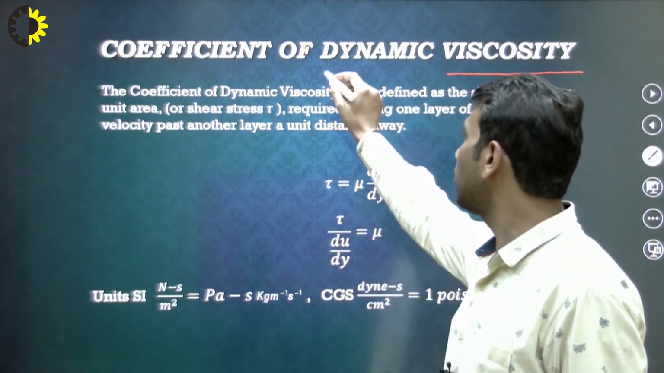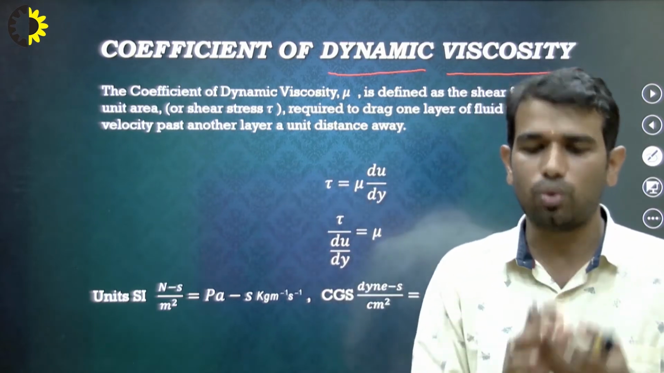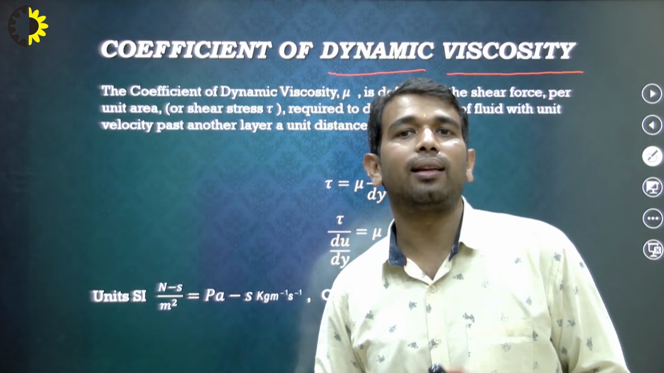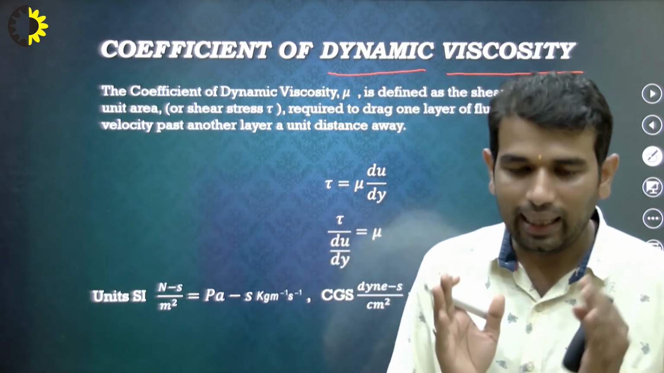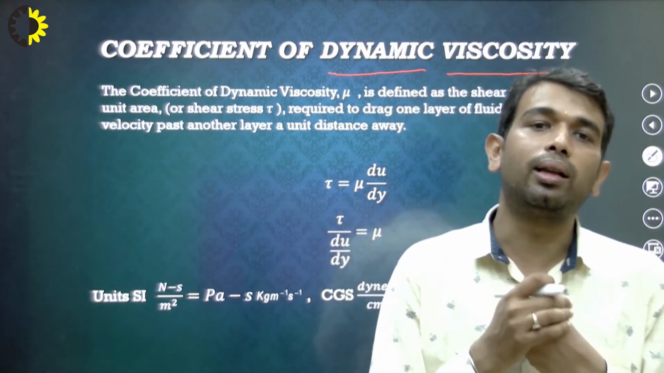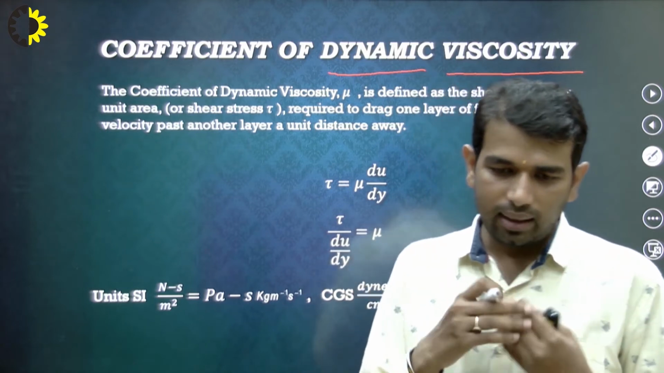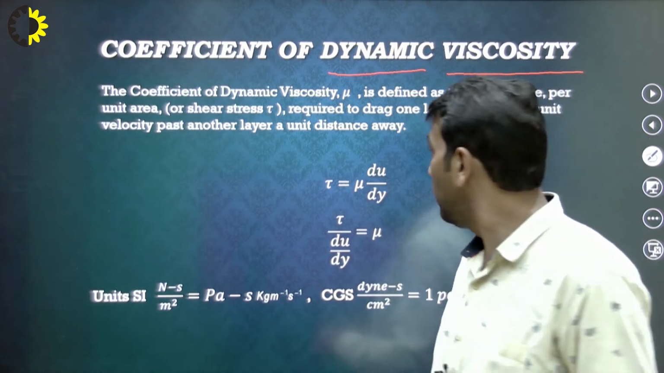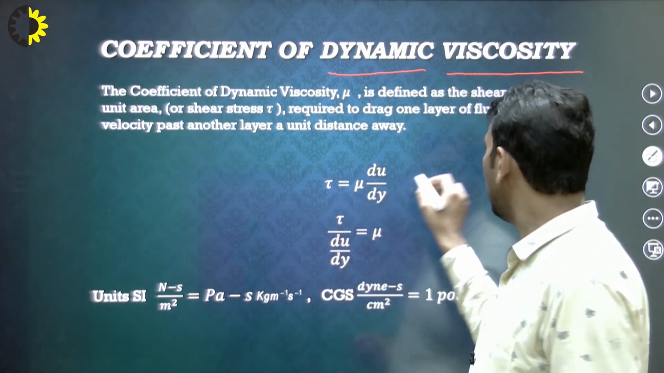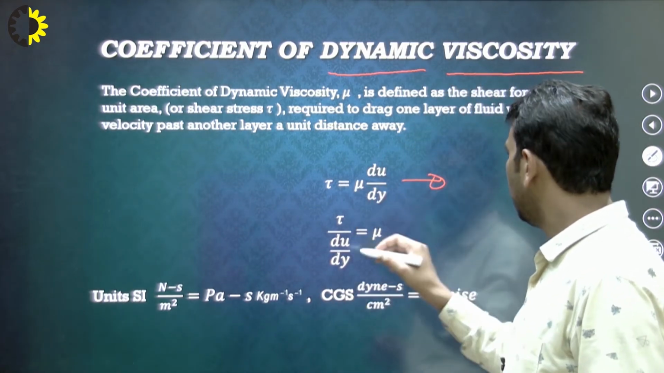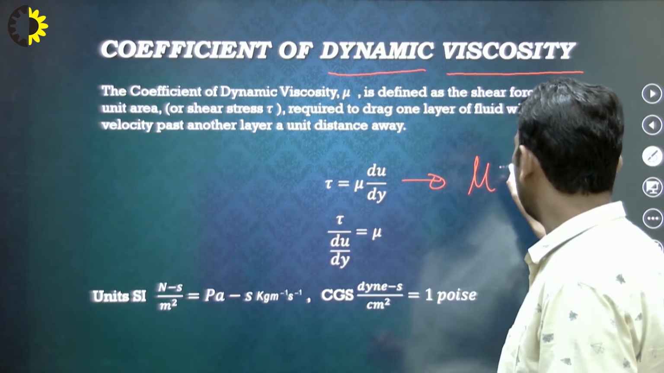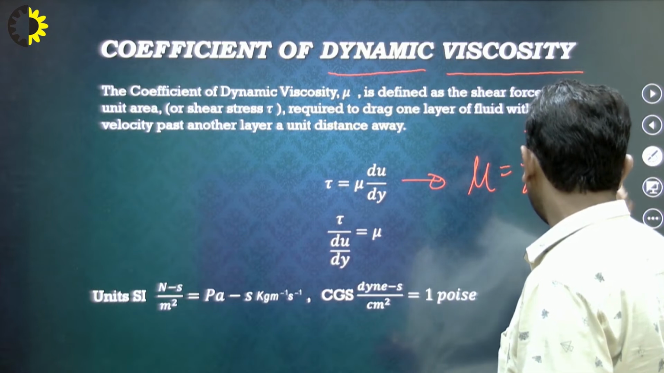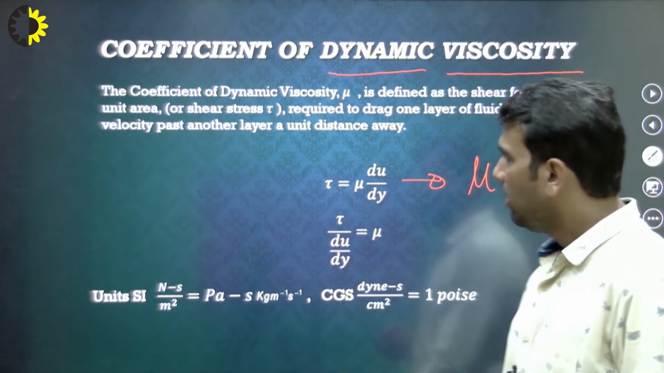Why I call it dynamic viscosity, and the other variety of viscosity we are going to see just now. So what is viscosity? Viscosity is an internal resistance offered by fluid layers when there is some relative motion between them. That property of the fluid we call viscosity. We derived this equation in the previous lecture: mu is tau divided by du by dy. This is called the velocity gradient, and tau is the shear stress.